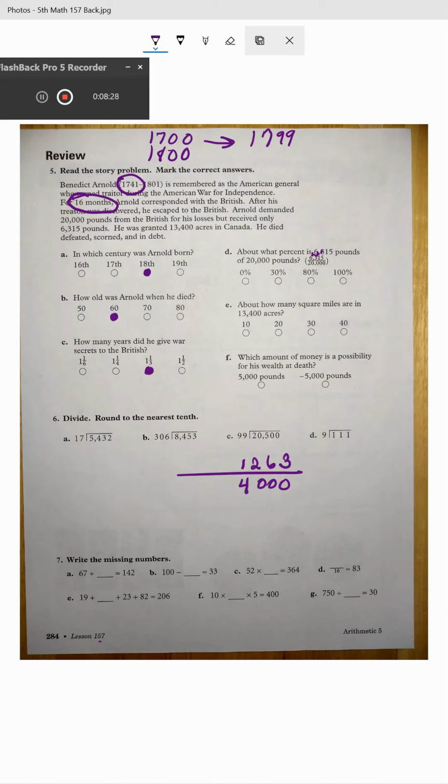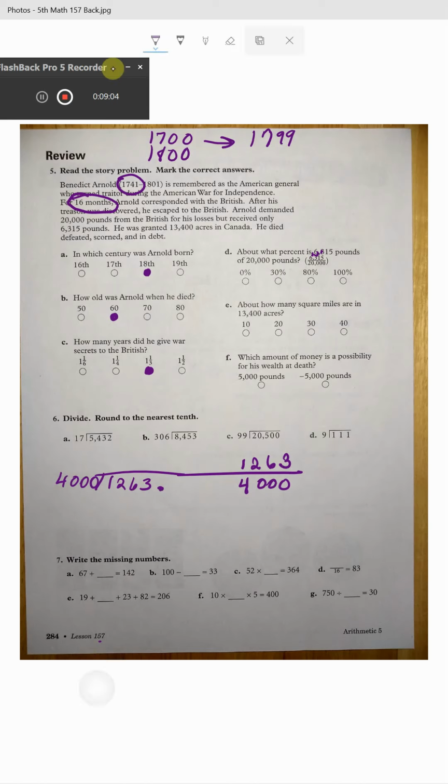Question. Can I reduce that anymore? I don't know. It doesn't go into 3, 9, 10, because the bottom number doesn't go into 3. It doesn't go into 4, because the last 2 digits don't go into 4. I think that might be as small as we can get. I might be wrong, but we'll soon find out. So this is 1,263 divided by 4,000, right?